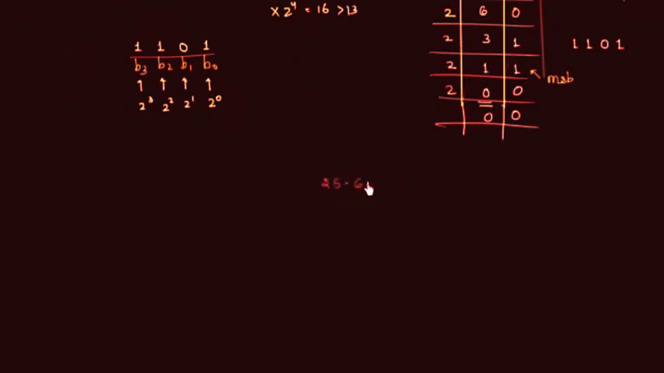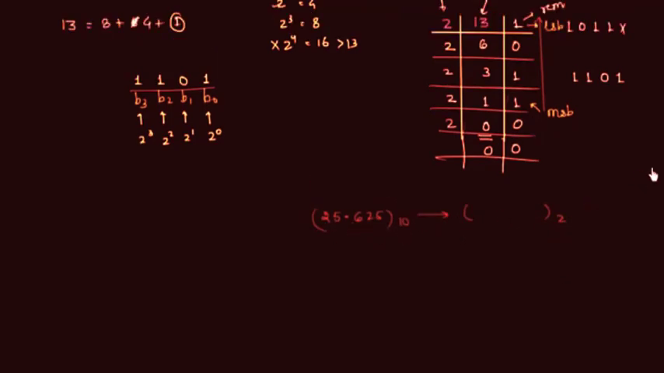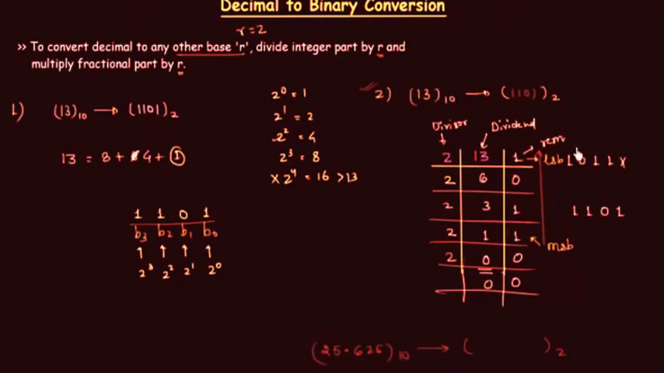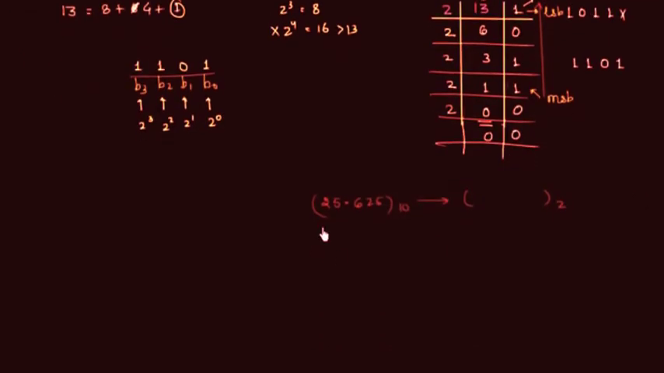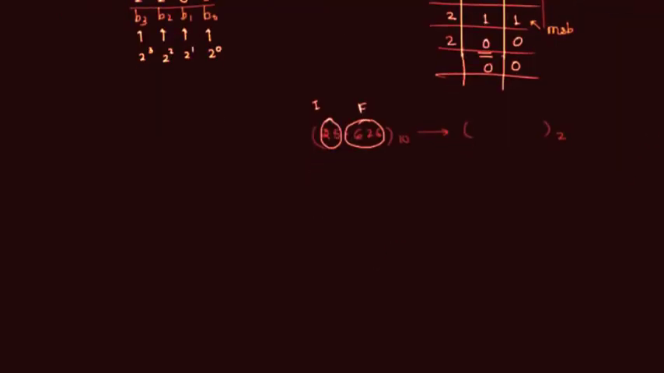The number is 25.625. This is in decimal, and we want the binary equivalent of this number. So what do we have to do? We have to divide the integer part by 2, and we have to multiply the fractional part by 2. In this case, the integer part is 25, and 0.625 is the fractional part. So we will do this quickly because you already know the concept.